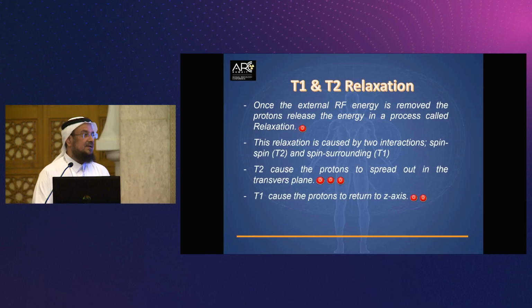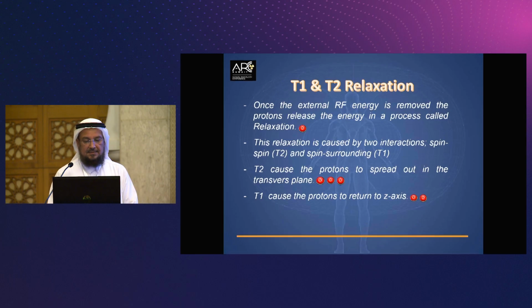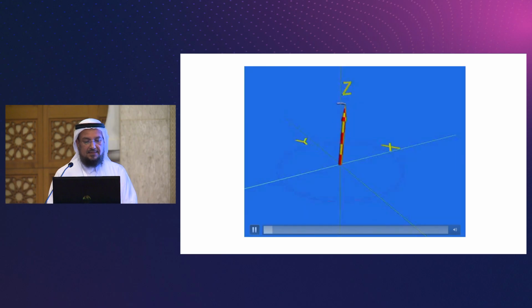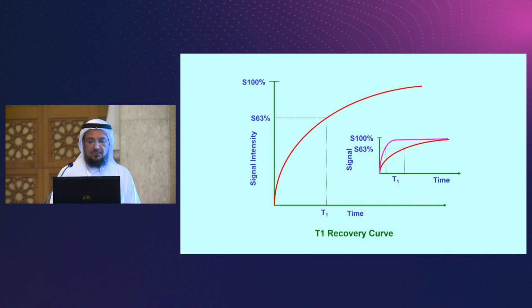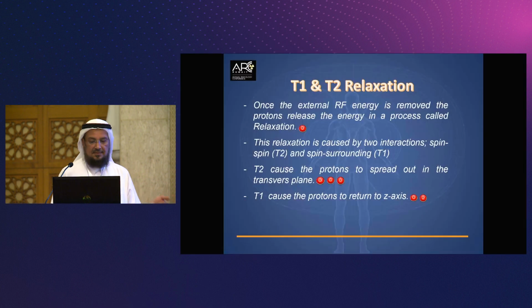The other cause of relaxation is called T1 relaxation. This causes the protons to go back to the original location, which is the main magnetic field direction. As we can see from there, this is the RF excitation. It turned off. Now it will return back to the original. But remember that it will not return as a group. Every proton will have a different route of recovery.